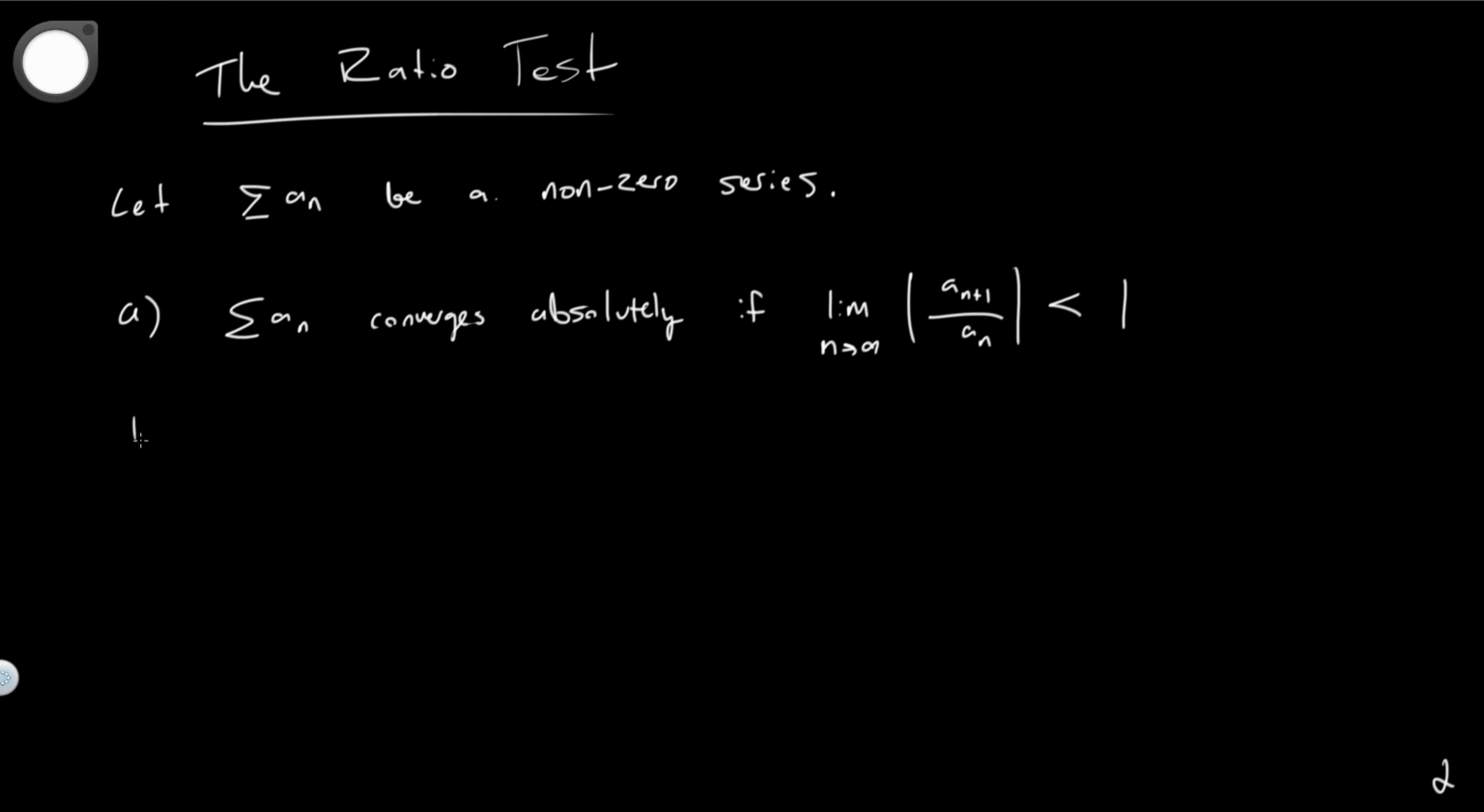What's the second of the three? The series diverges if the limit as n goes to infinity of successive terms is greater than 1. If I put two successive terms in ratio and look at the absolute values as n goes to infinity, if that's bigger than 1, I'm done. No preconditions.